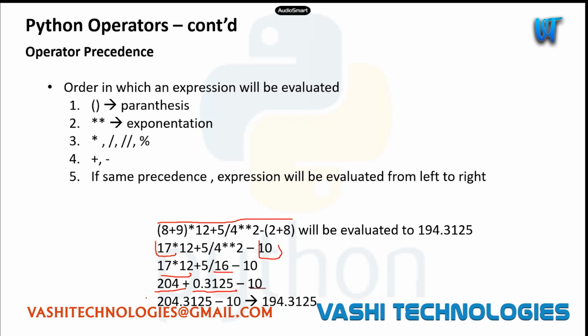So, at the very last, we have plus and minus. Again, this will be evaluated from left to right. So it will just add 204 with 3.3125 and then we have minus, right? It will subtract that result from minus. So if you evaluate this practically in your Python interpreter, you will get the same result, which will be 191.3125.